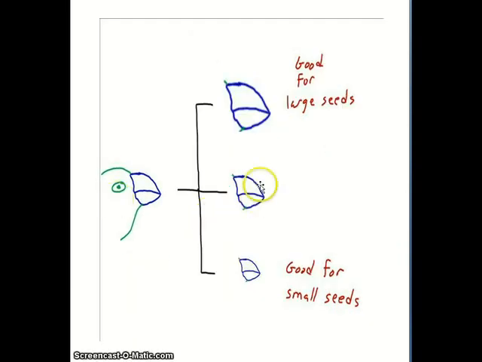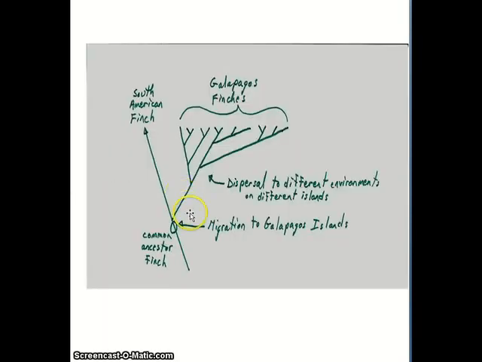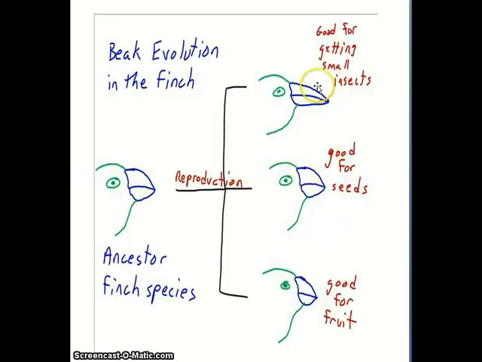In addition, the actual size of the beak can show variation as well. Larger beaks are better able to crack the larger seeds, and the smaller beaks are good for processing small seeds. So the idea is that the original founding species, as they populated the islands, there's always going to be new variation being produced through the reproduction process, and that variation can be in the form of the shape and size of the beaks.